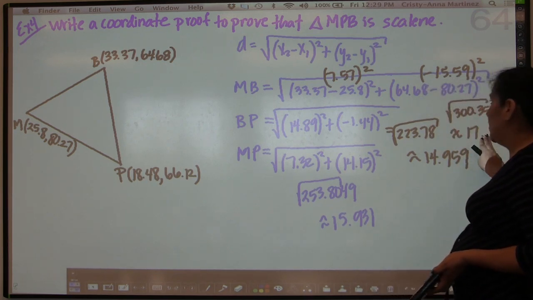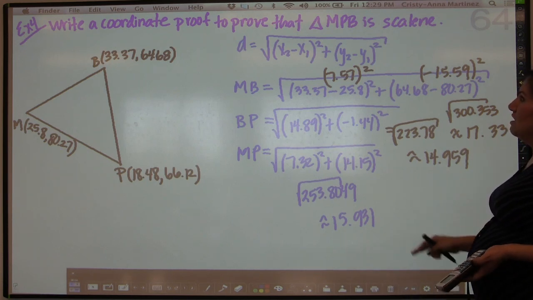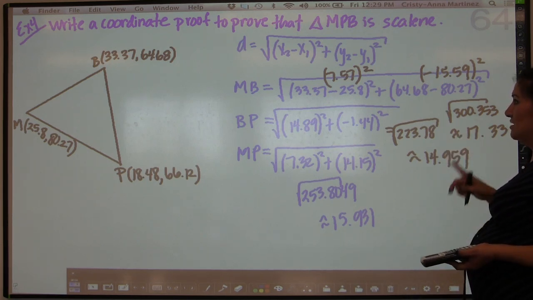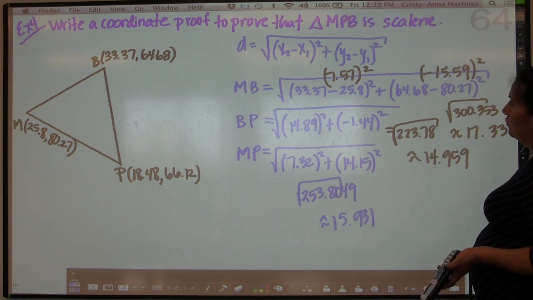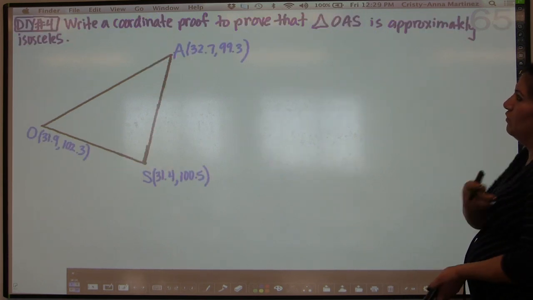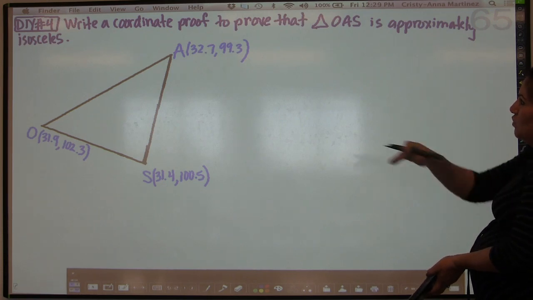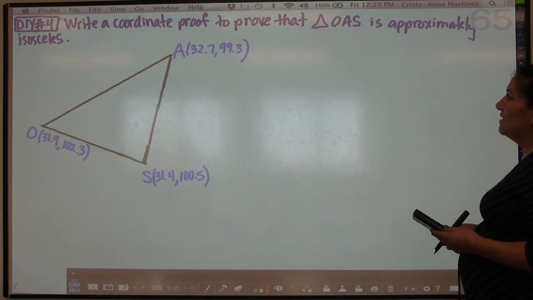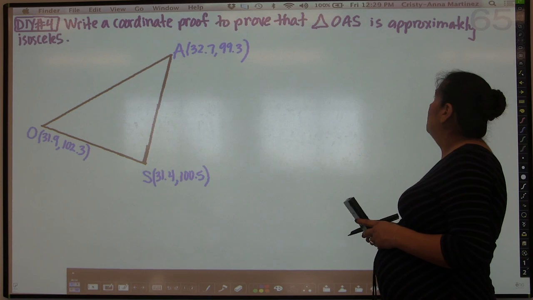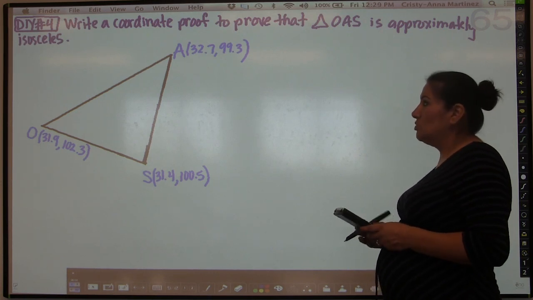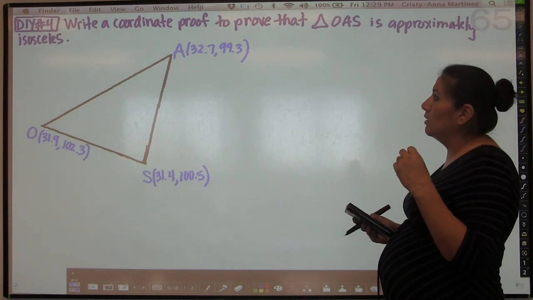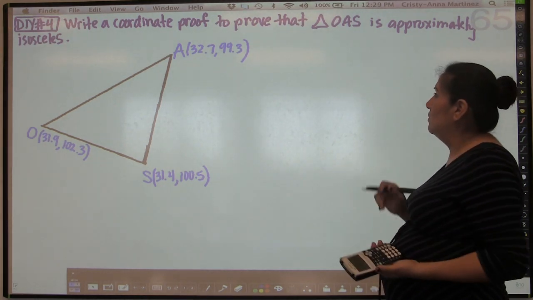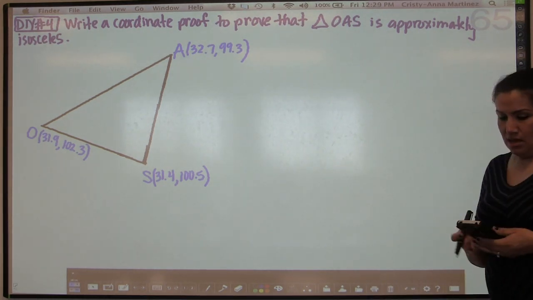So they're all different, and because they're all different lengths, then this triangle is scalene because none of the sides are congruent. And so that's basically how you do that. And so I want you to do what you've done before. Again, I've given you all the coordinates, and we want, in this case, for the triangle to be approximately isosceles, which means that two of the sides are not going to be exactly the same, but they should be pretty darn close. So again, do it with the distance formula a couple times, and then you'll get your answer.